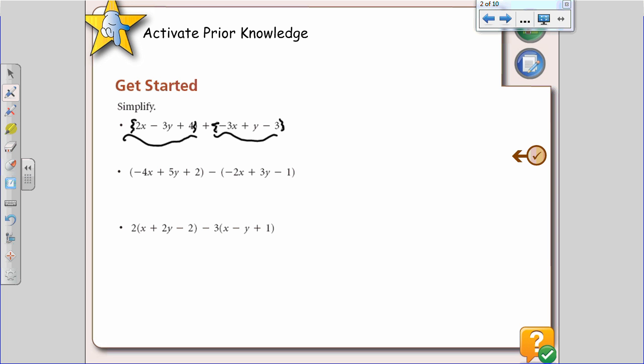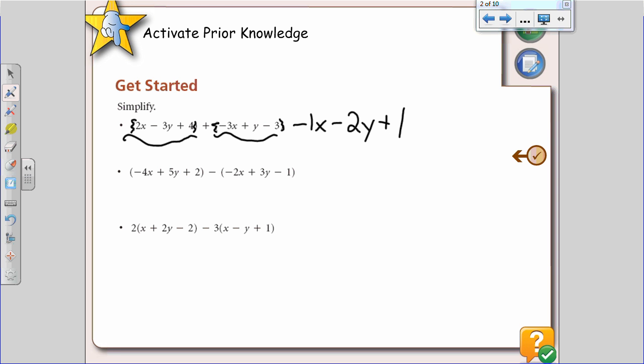So what's 2x minus 3x? Negative 1x. What's negative 3y plus y? Negative 2y. What is 4 minus 3? Plus 1. Done. That's your answer. Easy peasy. Second one, we're going to do the same thing.